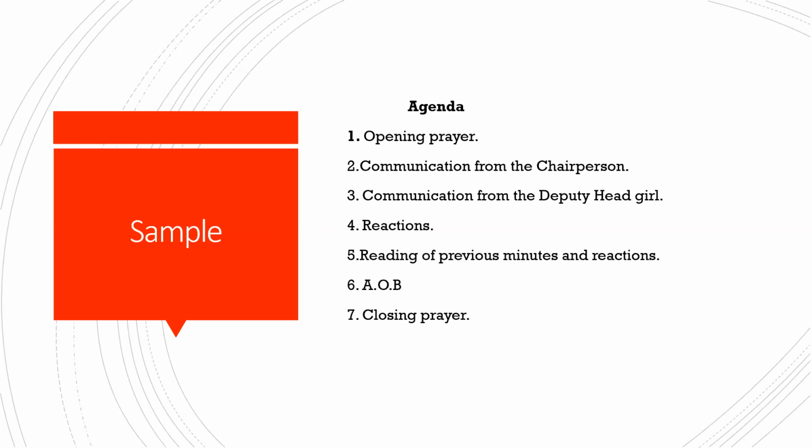Okay. So because we're doing this aspect for exam purposes, there are those things that are always a must when you're writing your agenda. For example, number one, the opening prayer, that one is a must. Communication from the chairman or chairperson, that one is a must. Then you'll find that the question gives certain items that have to be talked about in your meeting. So now those become number three, number four, number five. You can choose to have A or B or not. But in modern meetings, these days, we don't really have A or B.